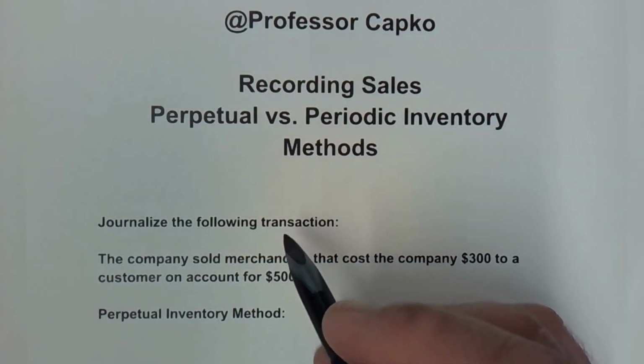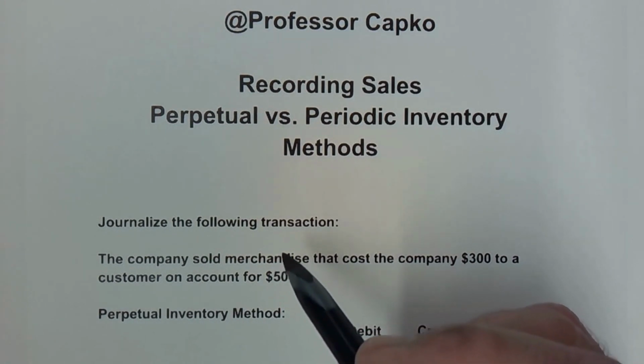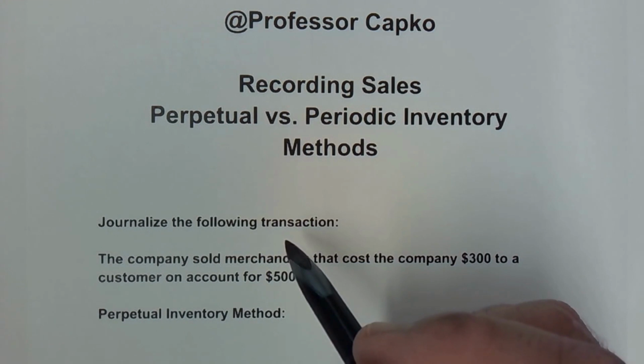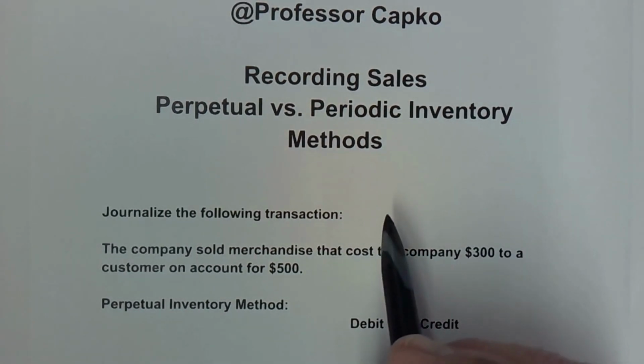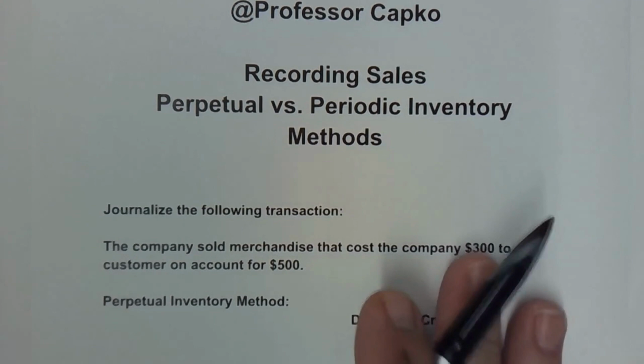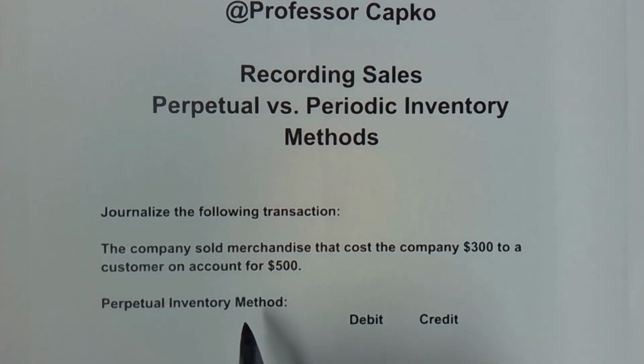We've reached the point where our company has purchased merchandise. There's been some returns and allowances and cash discounts taken when they've paid the bill. Now that inventory is sitting there ready to sell, and now we're going to sell some of it to a customer. We're going to journalize the following transaction.